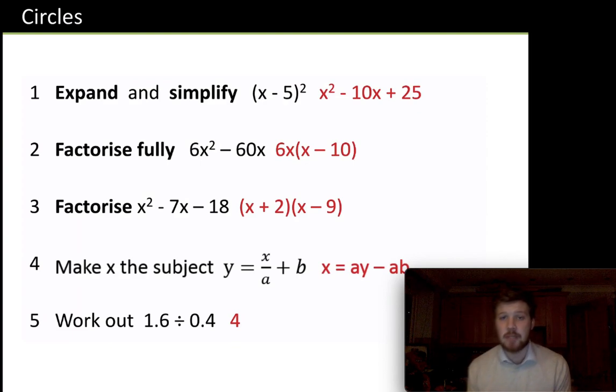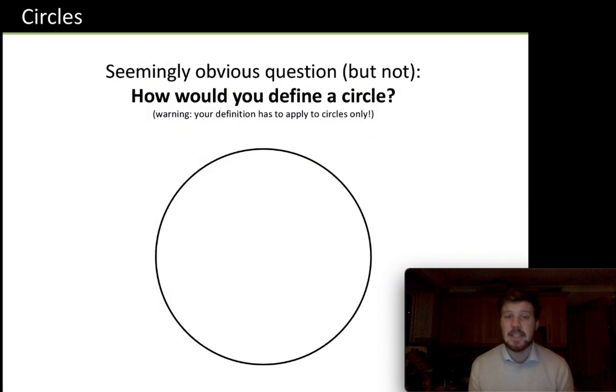So x squared minus 10x plus 25, 6x lots of x minus 10. The next one, the numbers 9 and 2 times to make 18, and negative 9 plus 2 is negative 7. Rearranging, we have to take away b first, then multiply by a. More than happy if you've got that in a bracket, so a lots of y minus b, and 1.6 divided by 0.4 is 4.